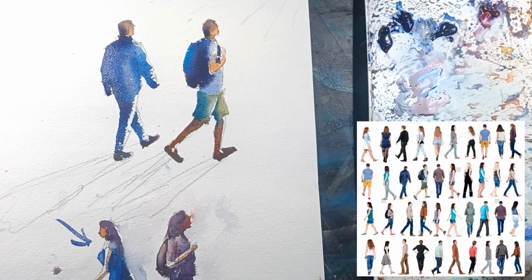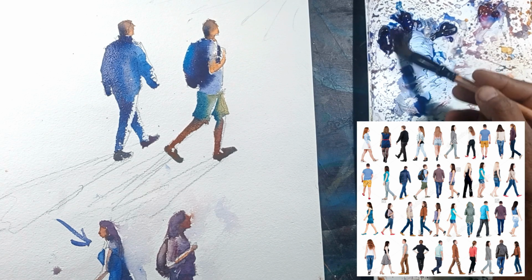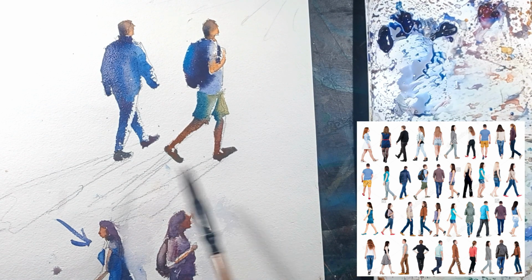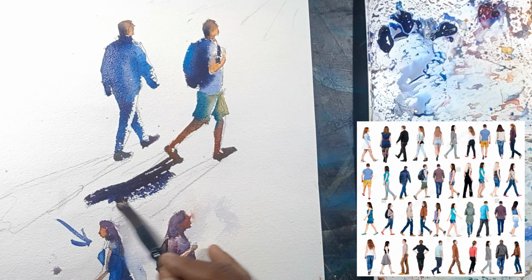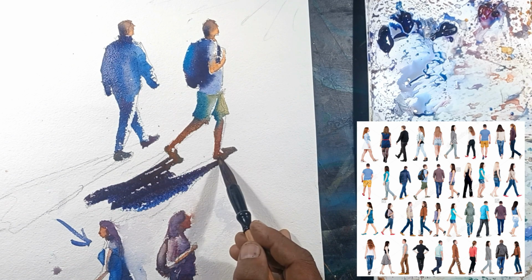Now for the shadow, see, the moment I put the shadow, you will see what happens. So, see there.